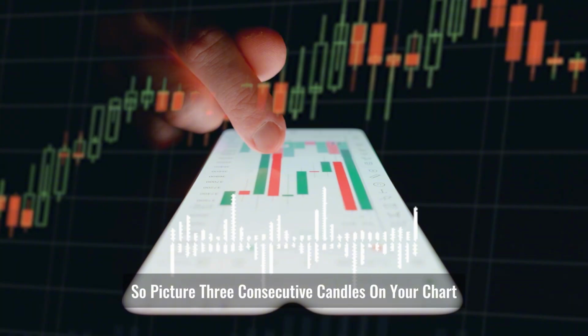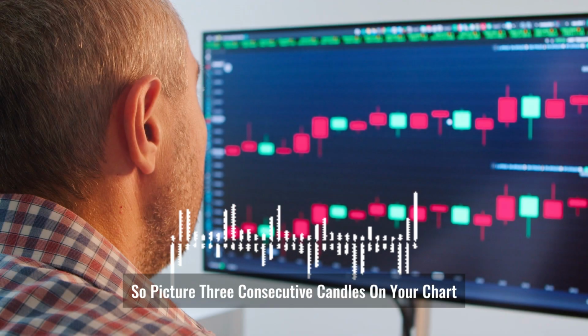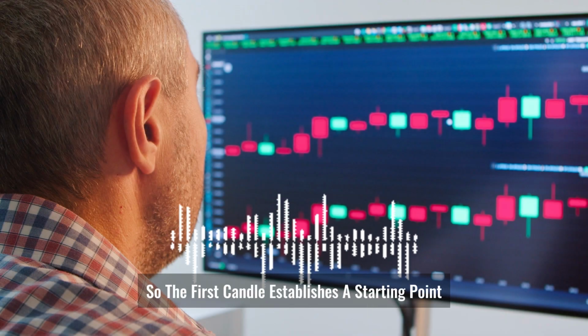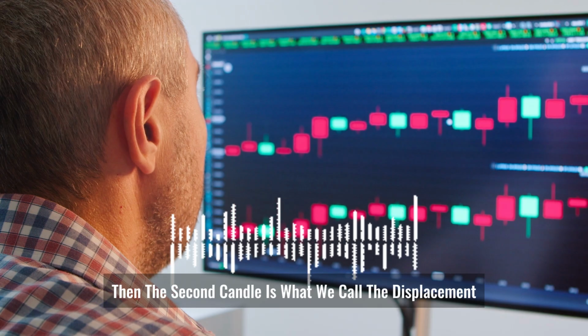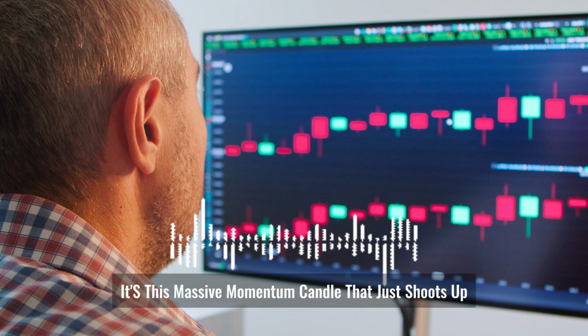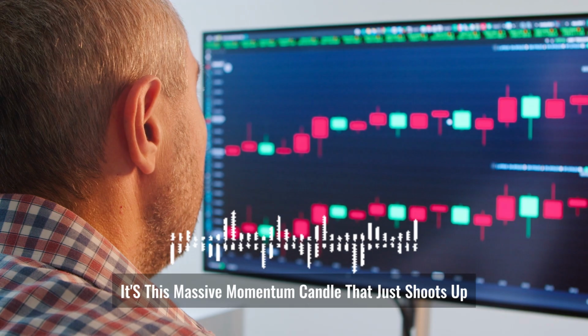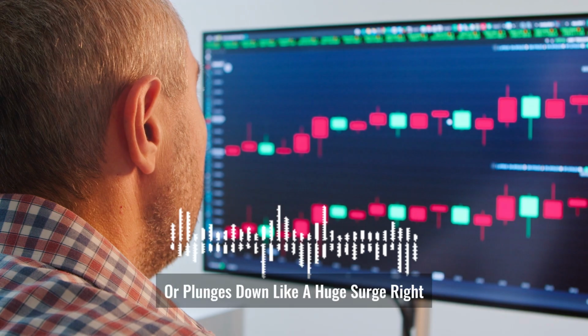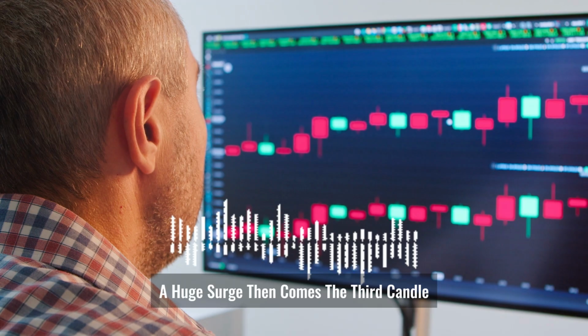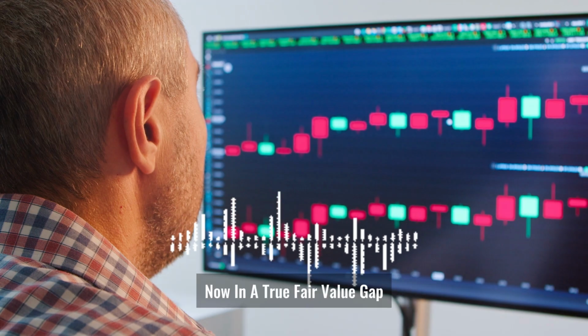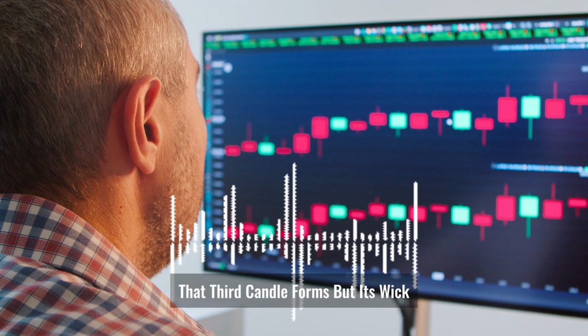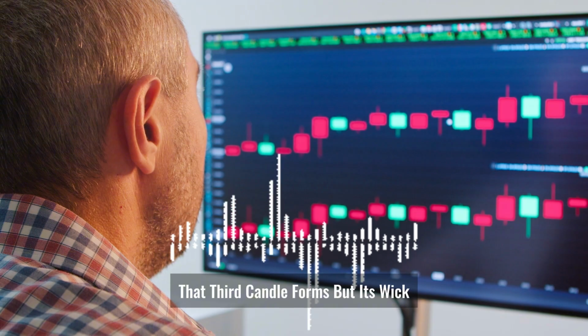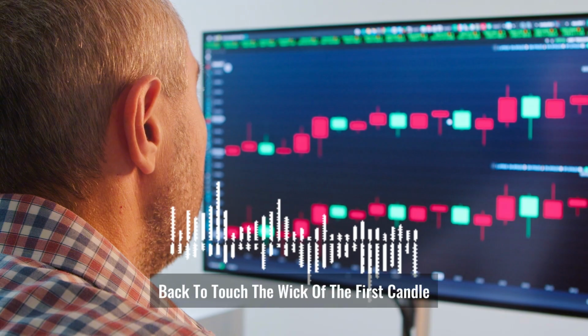Yeah, and to see those footprints, we focus on a very specific three-candle pattern. So picture 3 consecutive candles on your chart. Okay, I'm picturing it. So the first candle establishes a starting point. Then the second candle is what we call the displacement. It's this massive momentum candle that just shoots up or plunges down. Like a huge surge. Right, a huge surge. Then comes the third candle. Now, in a true fair value gap, that third candle forms, but its wick never stretches back to touch the wick of the first candle.